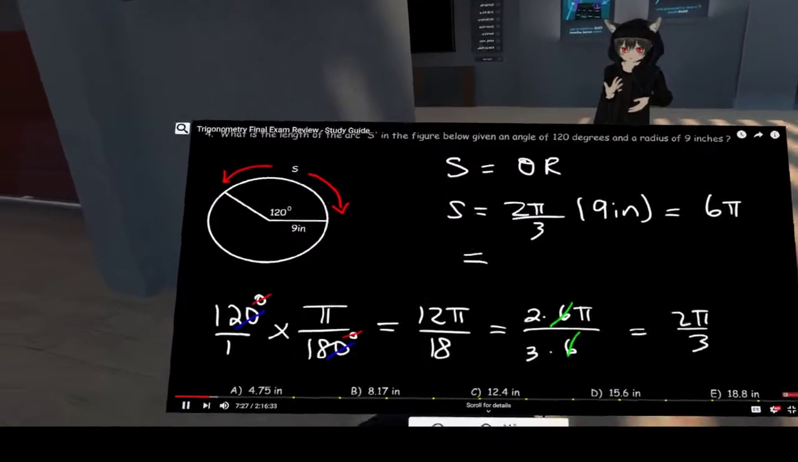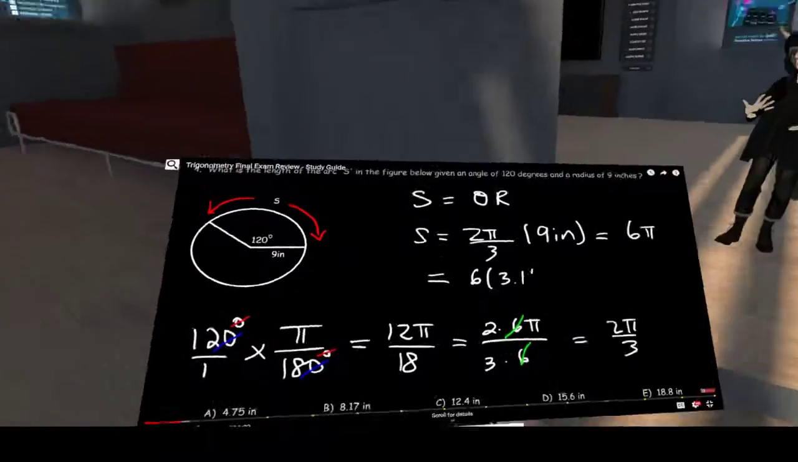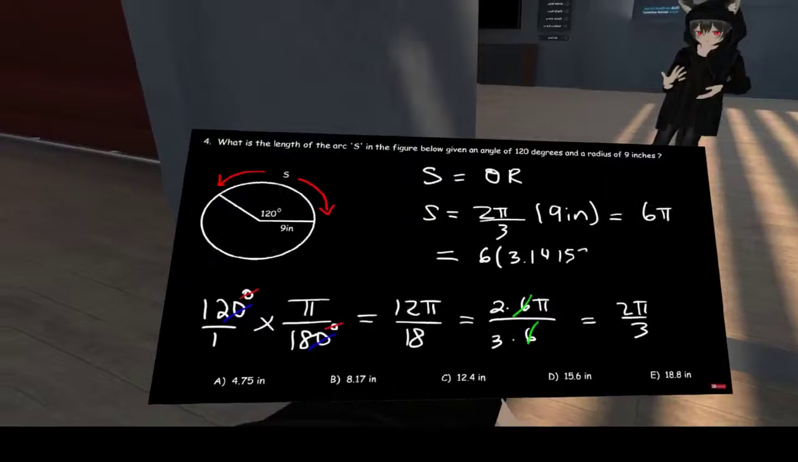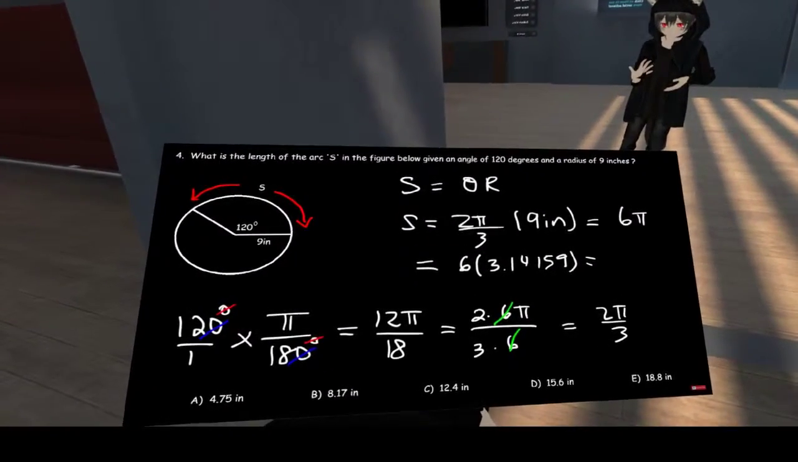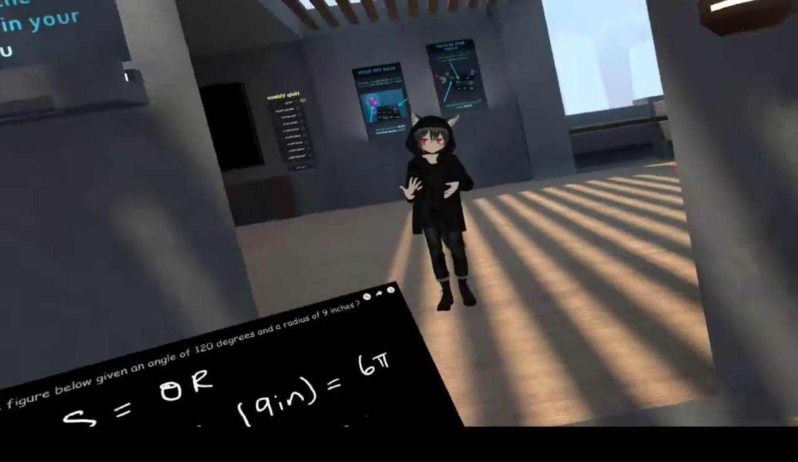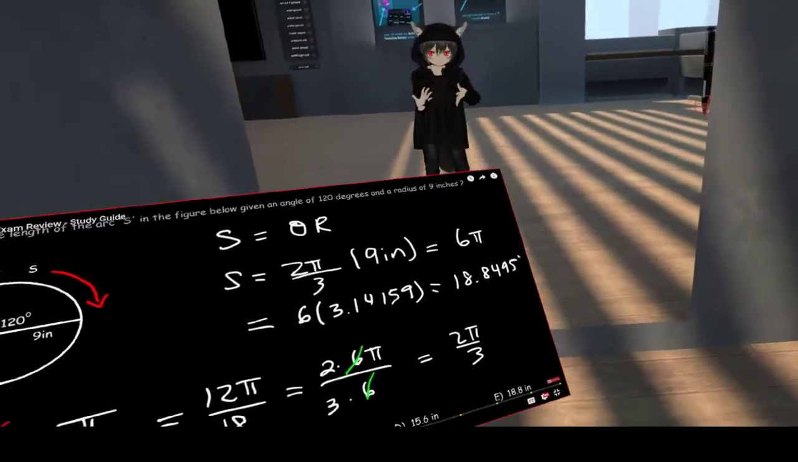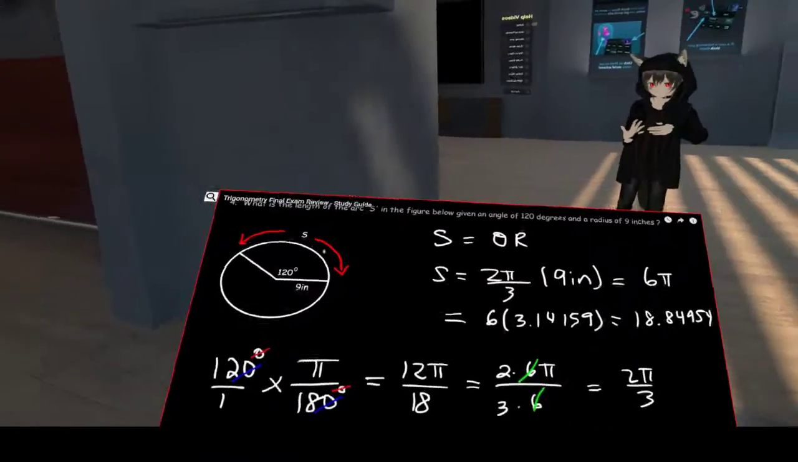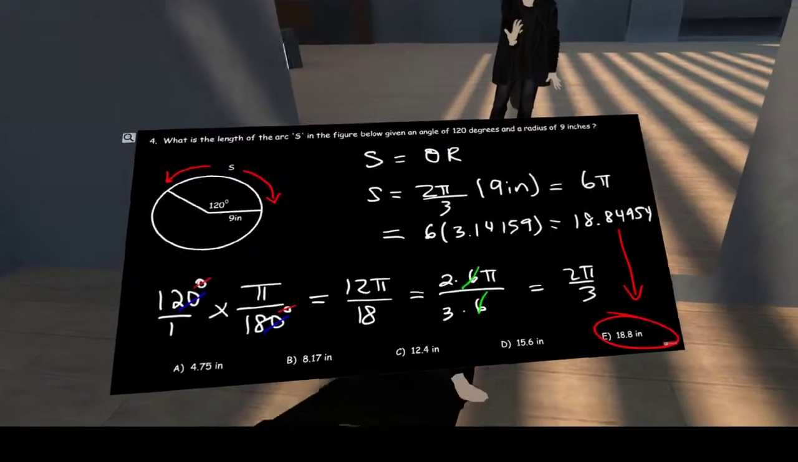Now pi, I've already done this one. Pi is 3.14159. Wait a minute. So if you multiply 6 by that number, okay, yeah, I didn't go that far. 18.84954. That makes sense to get to the inches. So we can round that and say it's 18.8 inches. So E is the answer.